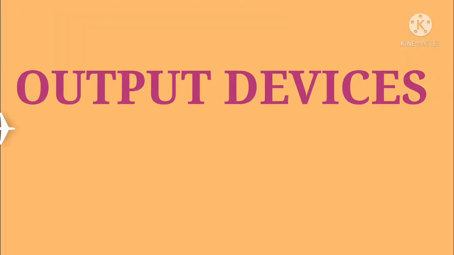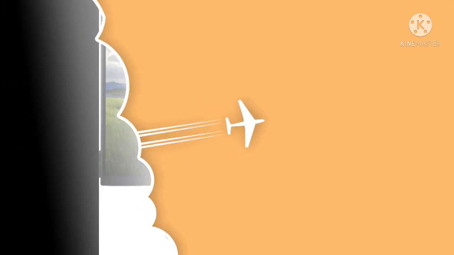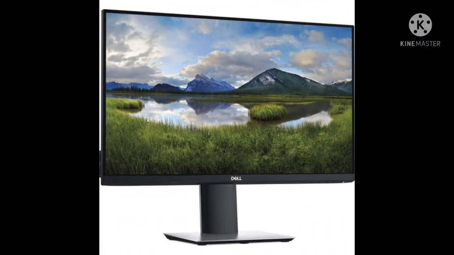Next, output devices. The output devices are hardware devices that display information and results from the computer system. Here some output devices are given. The first one is monitor. A monitor looks like a television screen. It is also called a visual display unit, VDU. It shows you all that you type on the keyboard and the processed output. It is also used to view images and videos. The processed output that you see on the monitor is called the soft copy.